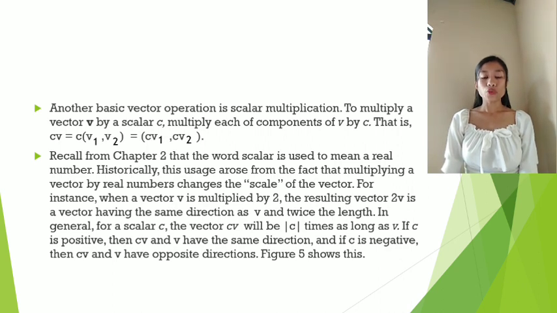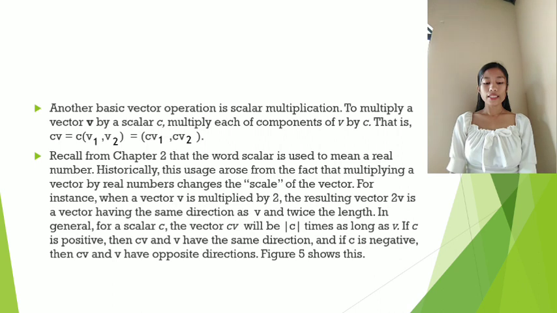Recall from chapter 2 that the word scalar is used to mean a real number. Historically, this usage arose from the fact that multiplying a vector by real numbers changes the scale of the vector. For instance, when a vector v is multiplied by 2, the resulting vector 2v is a vector having the same direction as v and twice the length.